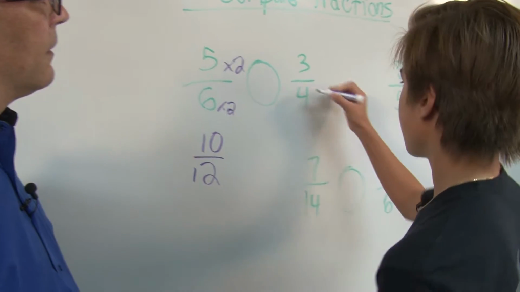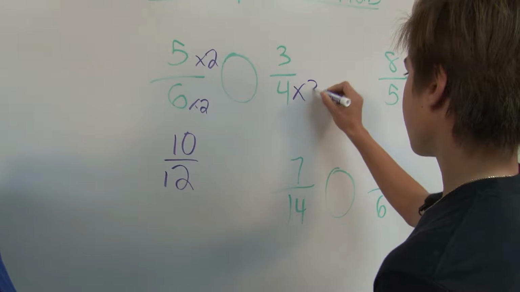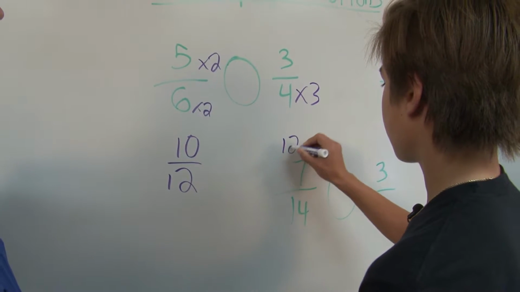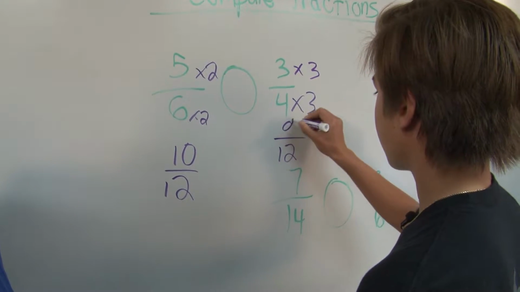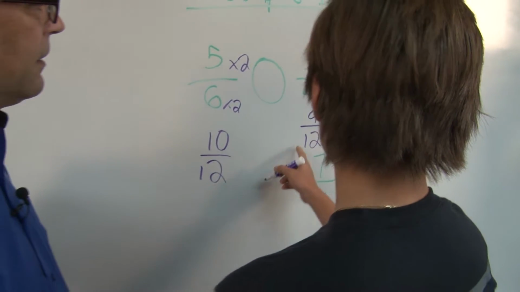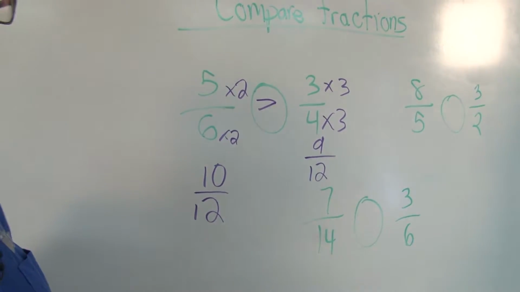So that's 10 12ths. And then this one, 4 goes into 12 3 times. So times 3, you get 12. And then you do the same thing to the top, times 3, and you get 9. And you can see that 10/12ths is greater than 9/12ths. So 5/6 is greater than 3/4. Nicely done.